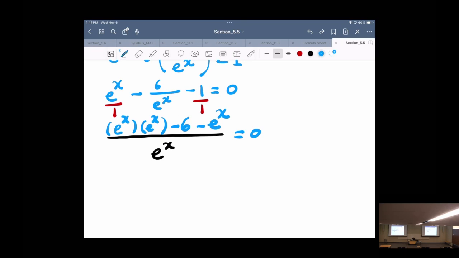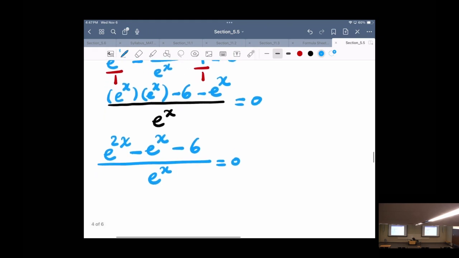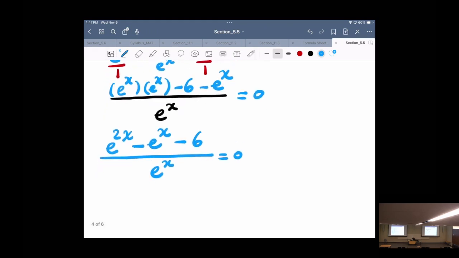So let's first of all clean it up a little bit. e to the x times e to the x is equal to e to the 2x. And then minus e to the x, I'm just putting the terms in order, minus 6 over e to the x equals 0, isn't it? So then we know for this equation to hold, the only way that could be true is if the numerator is equal to 0. So let's set it equal to 0 and solve for x.